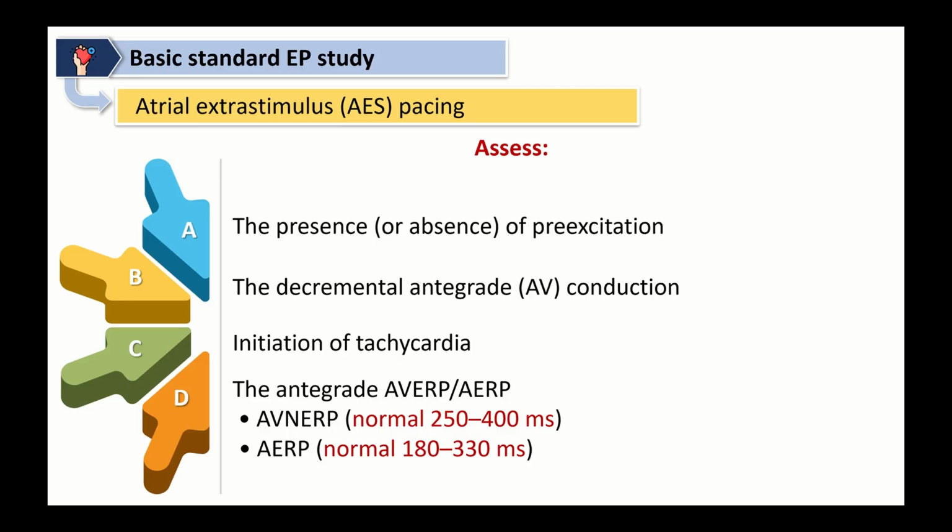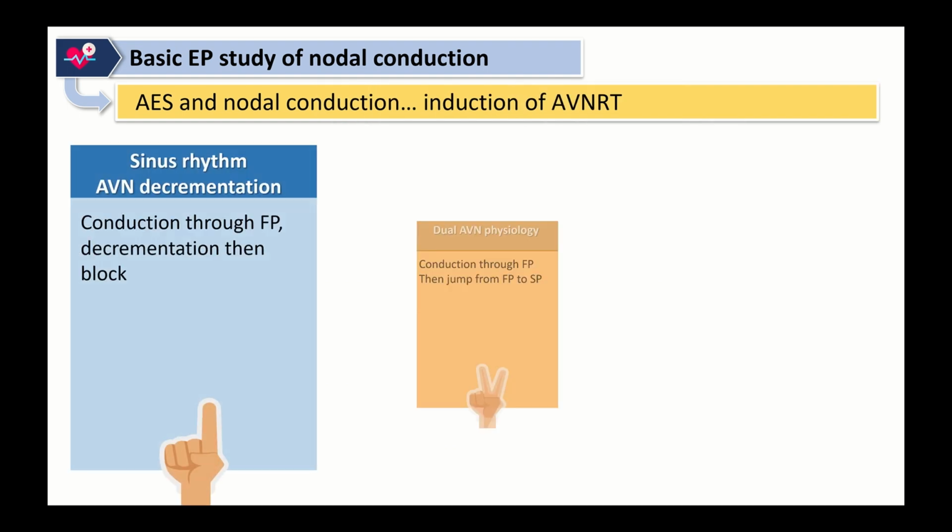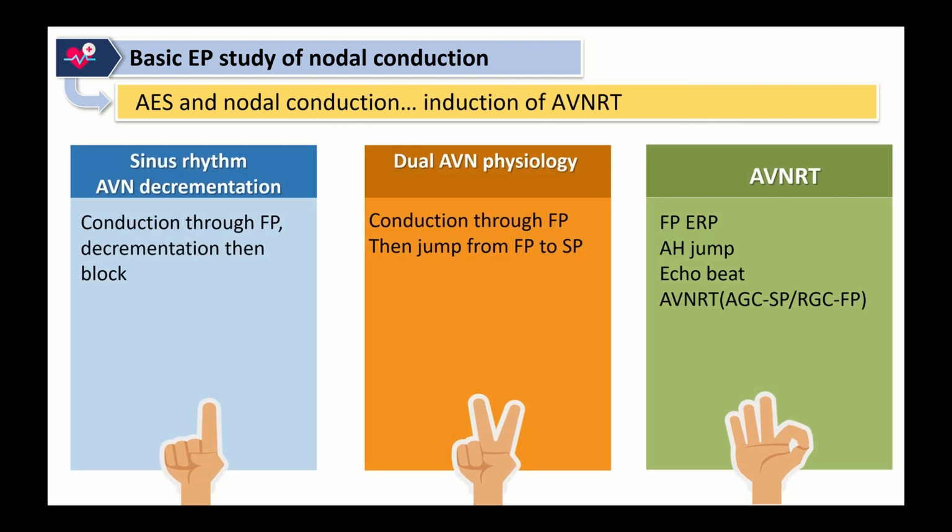Number 3, initiation of tachycardia, and this is the most important when we use atrial extrastimulus to differentiate: is it AVNRT or accessory pathway mediated tachycardia? Finally, antegrade AV ERP and the atrial ERP. Okay, so let's start with the rule of atrial extrastimulus in case of nodal conduction and induction of AVNRT.